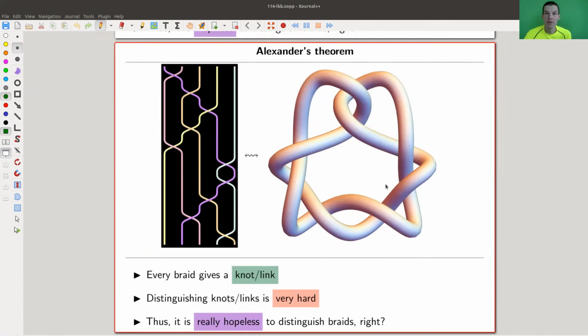That's the point. From every braid, you can get a knot, and distinguishing knots is known to be super hard. So distinguishing braids is supposed to be super hard as well. At least that's what it's trying to say, right? A braid always gives you a knot by just closing it in this bend-the-strings-around fashion. And it looks like this is a hopeless problem. So I should just quit here and say goodbye. So we have a problem that we can't solve.